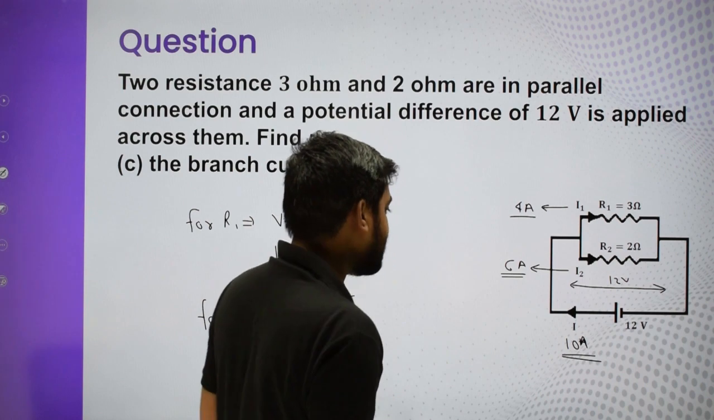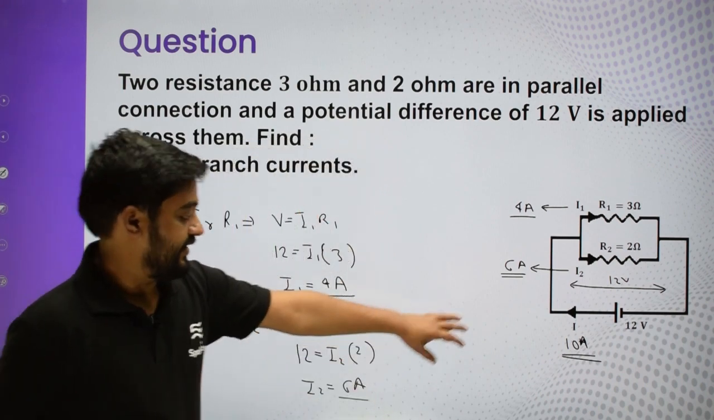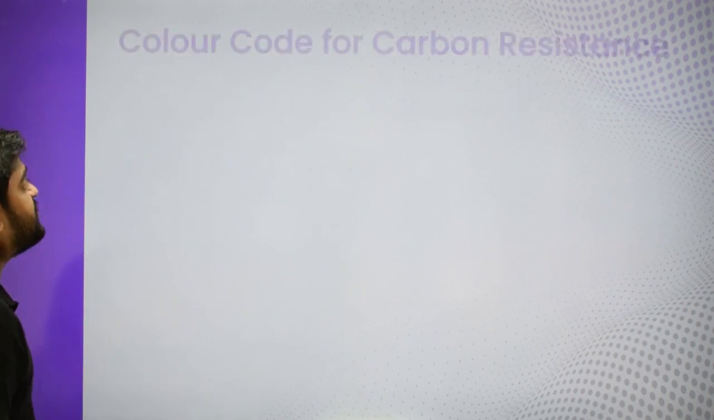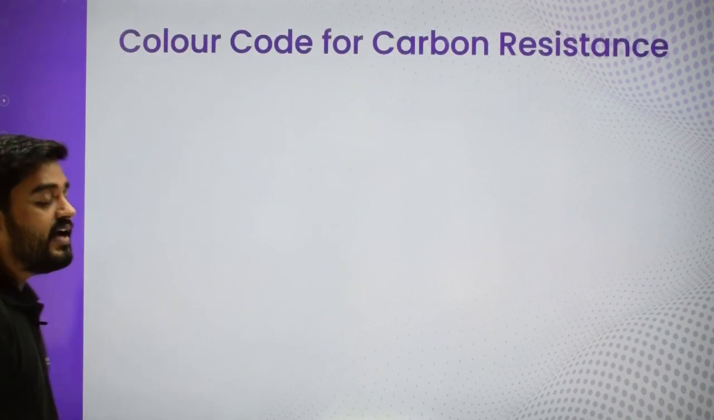So that is going in the second branch. So 10 is basically 6 plus 4 also. Now the next topic which we are going to discuss is the color code of the carbon resistor.